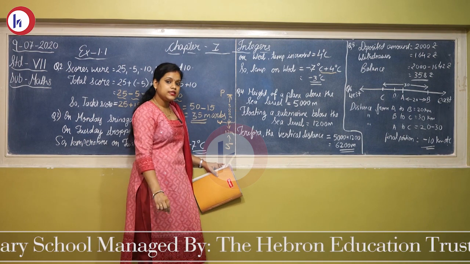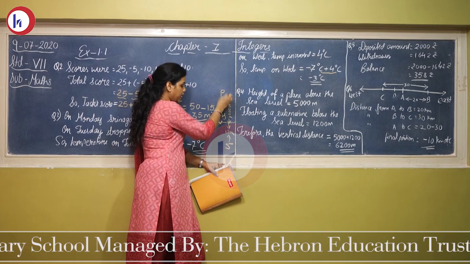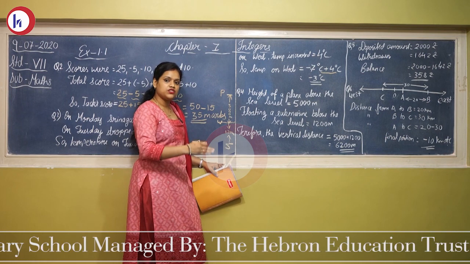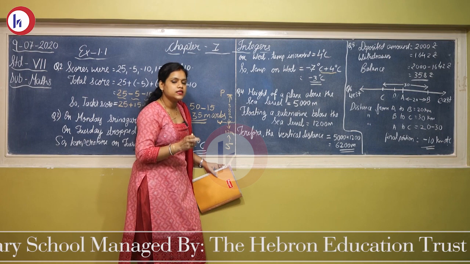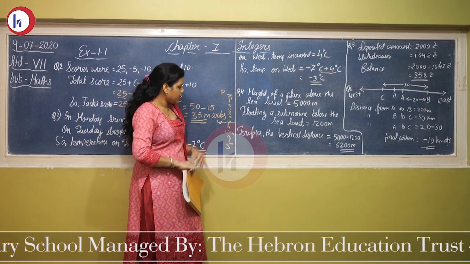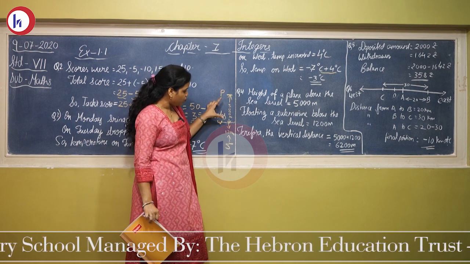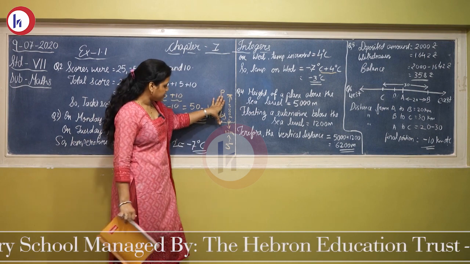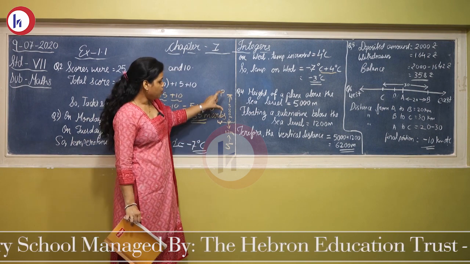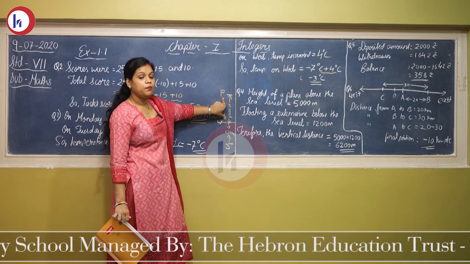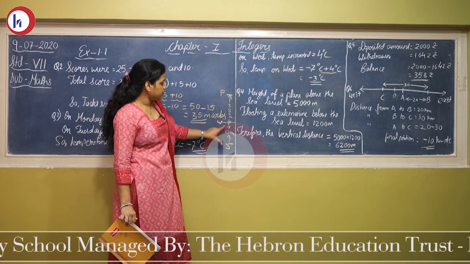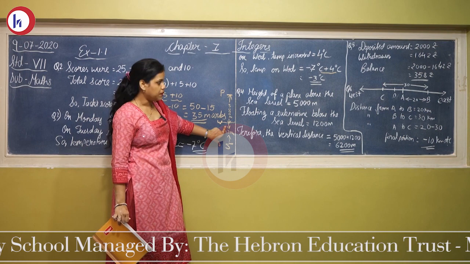Okay, now it is telling that at one point plane and submarine both came in a straight line. So what is the exact distance between them? As you can see from here, you will understand what you have to do. To find the exact distance between the two, you have to add the distance between the plane and the water level and the distance between the water level and the submarine.